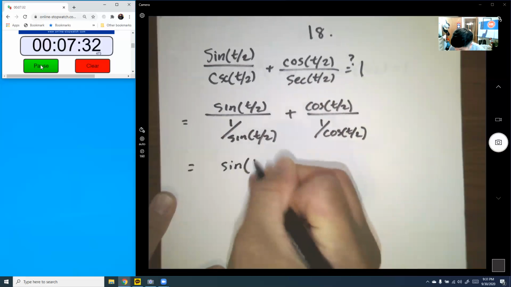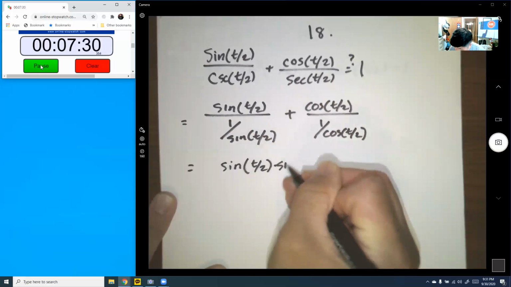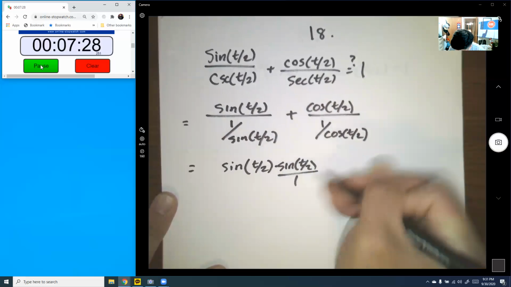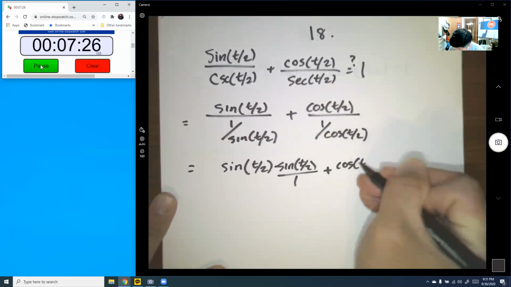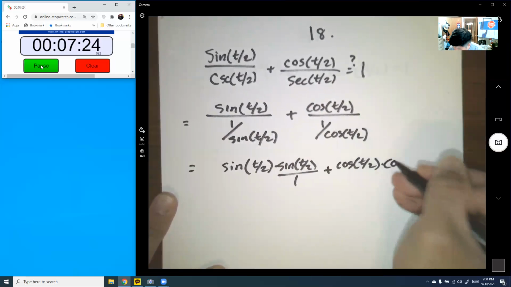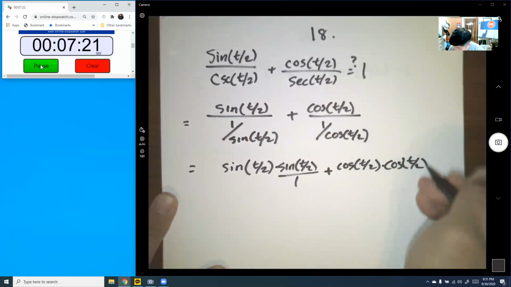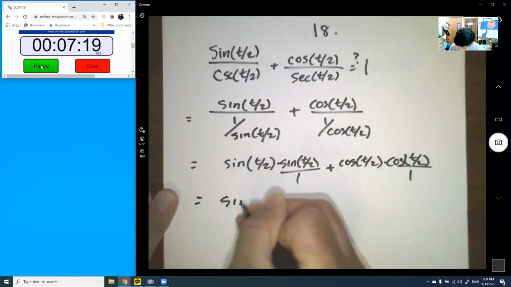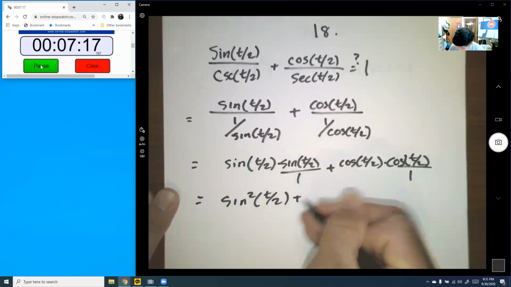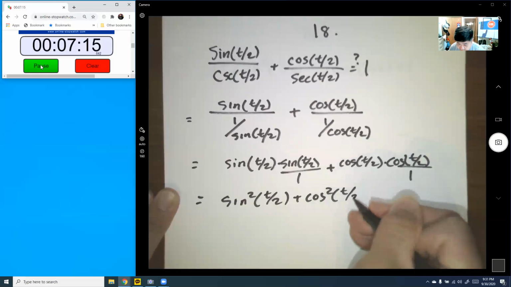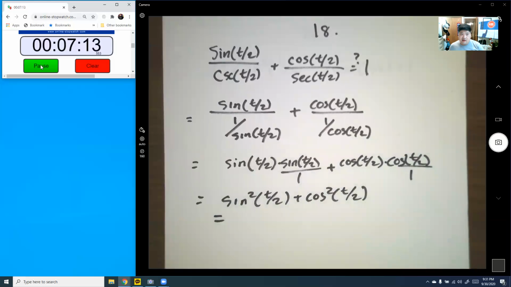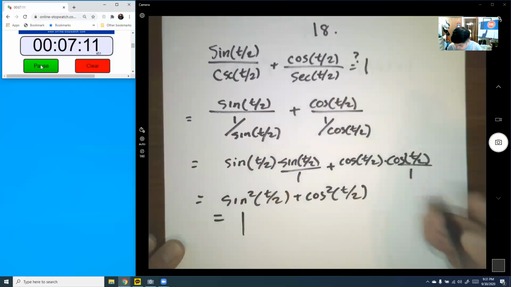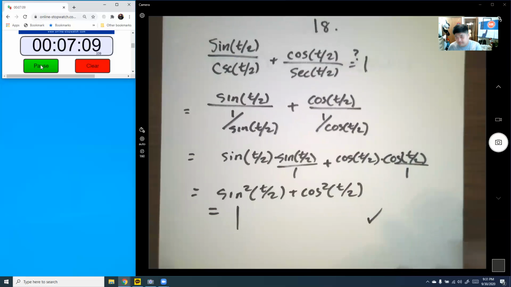So I have sine of t over 2 times sine of t over 2 over 1 plus cosine of t over 2 times cosine of t over 2 over 1. So this is sine squared t over 2 plus cosine squared t over 2, which I know is a Pythagorean identity, which is equal to 1. So this one is verified.